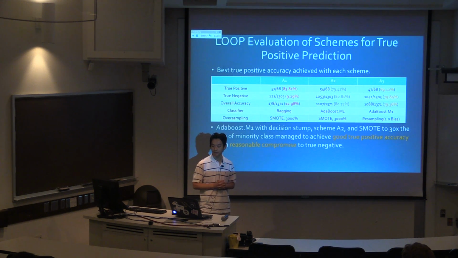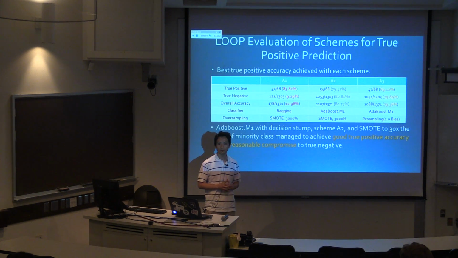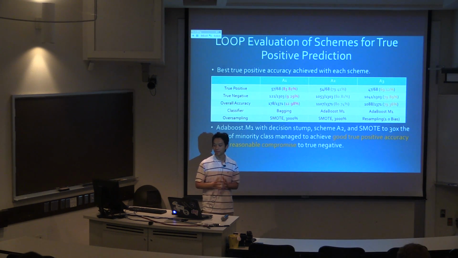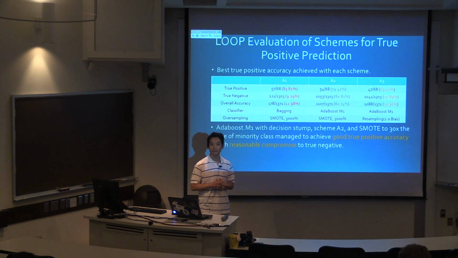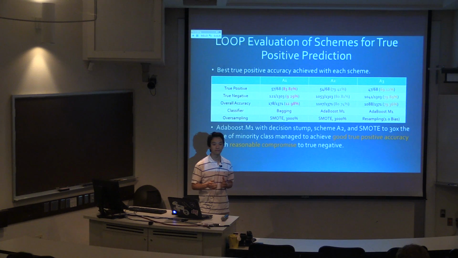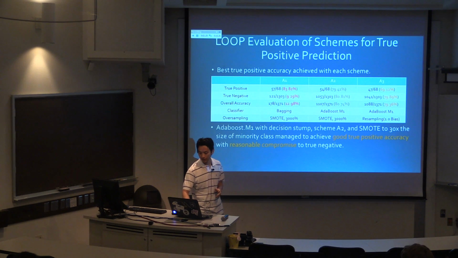So we tested the schemes with AdaBoost, and we found out that scheme A2 with AdaBoost gives us the undeniably best true positive accuracy, which is 80%. The previous A1 scheme gets only 4% of that, so it's a 20-fold increase. And A3 also does relatively well, but not as well as A2. So AdaBoostM1 with scheme A2 gives us a good true positive accuracy, while only a slight compromise on true negative prediction accuracy.